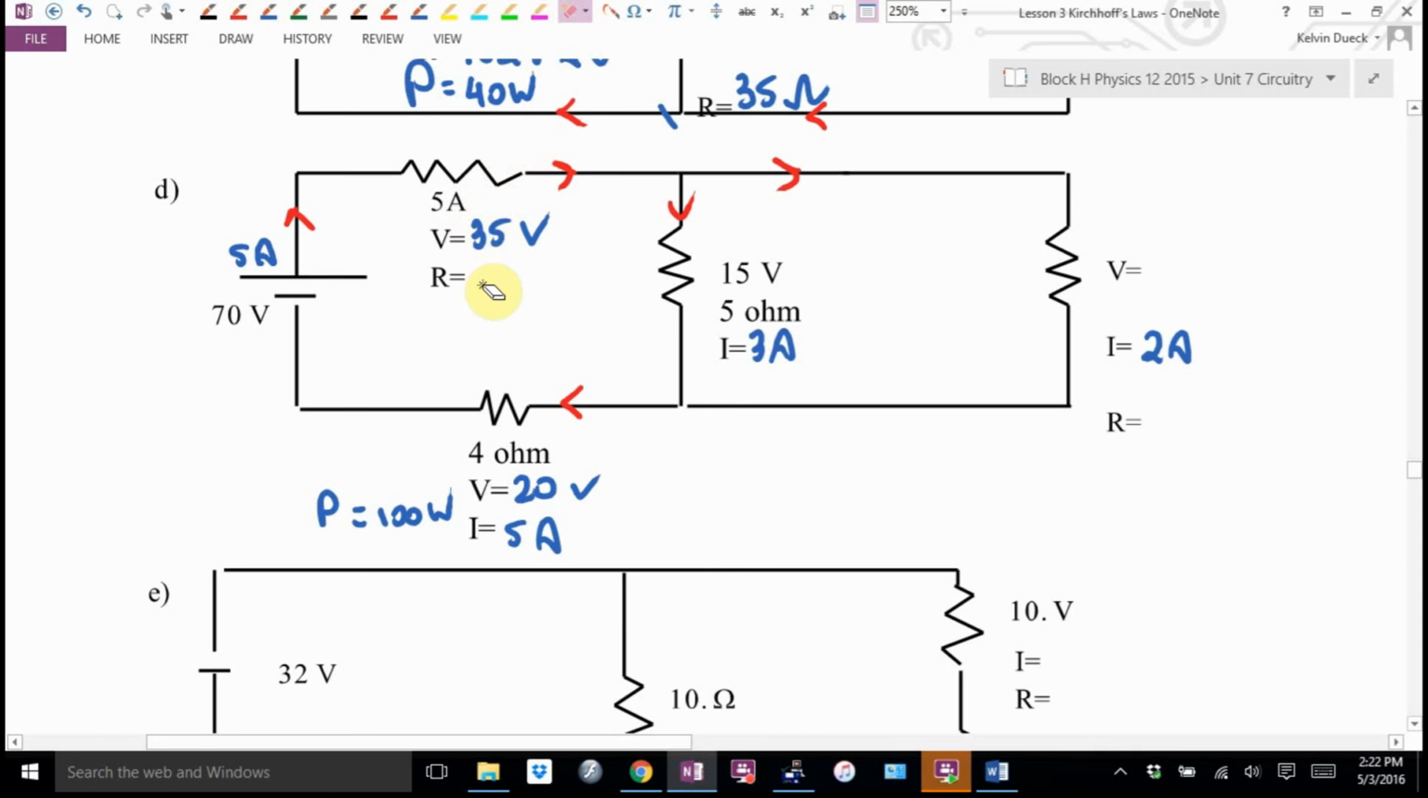Hey, you know what, Nick? Now that I know two things, I know three things, I know four things. Resistance is going to be V over I. The resistance is going to be 7 ohms. And I can tell you the power is going to be V times I. It's going to be 35 times 5, which is 175 watts. Oh, what's the power of this resistor in the middle here? 45 watts. V times I.